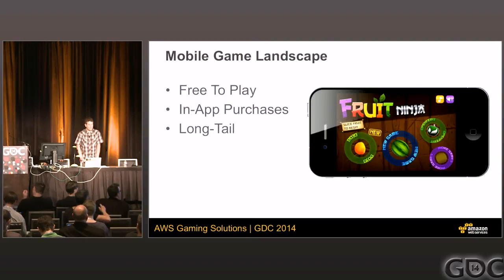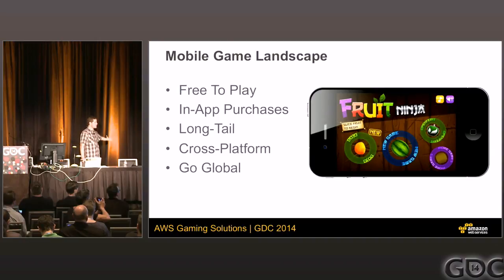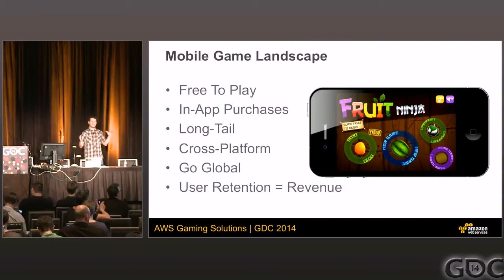And it's all about the long tail. That's obviously keeping people on your game, keeping them interested. Cross-platform is another aspect of that, starting out on iOS and being able to go to Android, or vice versa. Going global, as we touched on, not only from an infrastructure perspective, but also getting your actual game pushed out to different regions. And it all boils down to user retention is revenue. If you have somebody on your game for 6 months, they're going to make you more money than 3 months, more money than 2 weeks.